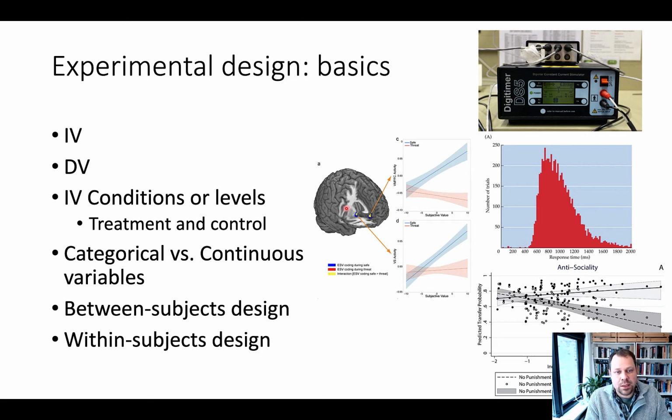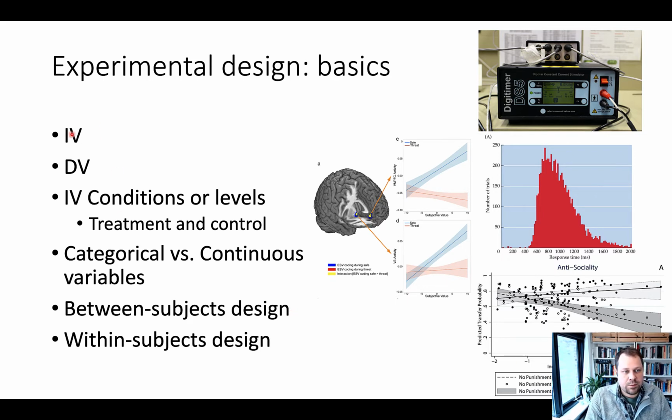But obviously, our main dependent variable in the context of imaging is the BOLD response, right? So I'm plotting the BOLD response here on the y-axis. This is the magnitude of the BOLD response in a particular region. And that's what we want to measure when it comes to imaging experiments. But we can also measure other behavioral variables, like, for instance, the predicted probability of transferring something to someone in the context of a trust game, or even the score on a personality questionnaire, such as the anti-sociality factor here.